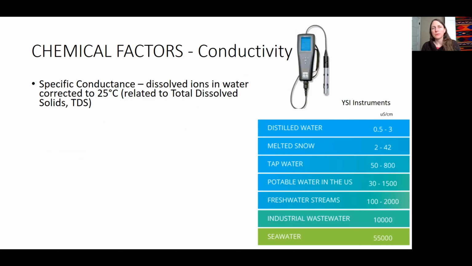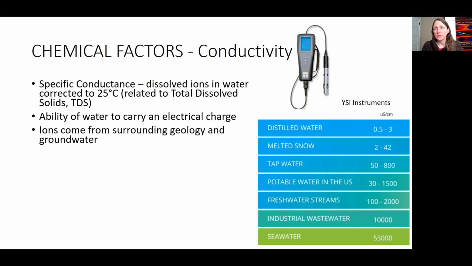Okay, so we're gonna go through some of these water chemistry factors, things you can measure. The first one is conductivity. Conductivity or specific conductance, and there are some slight differences between those two things. They're not exactly important right now, but they both measure dissolved ions in water, and they tend to be corrected to 25 degrees Celsius. And conductivity is related to total dissolved solids, which I'll talk about in a minute. But conductivity is the ability of water to carry an electrical charge. And this is because of both positive and negative ions that are dissolved in the water, and they come from surrounding geology and sources of groundwater, some from rain.